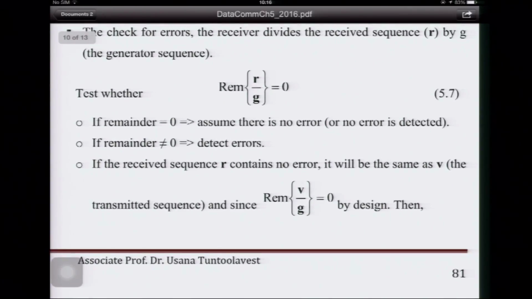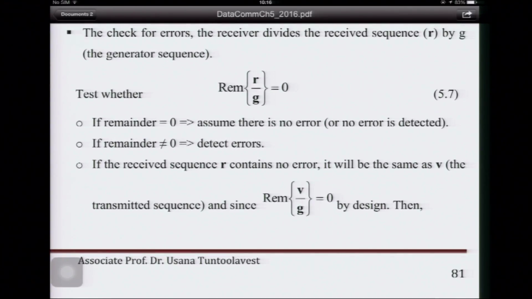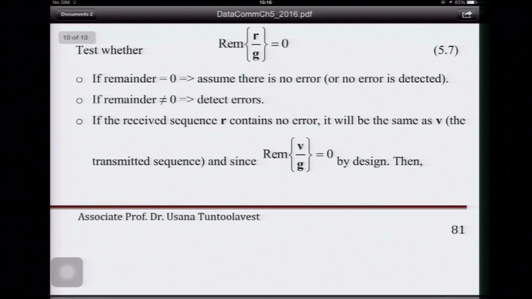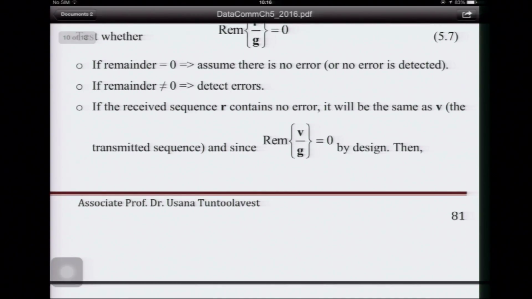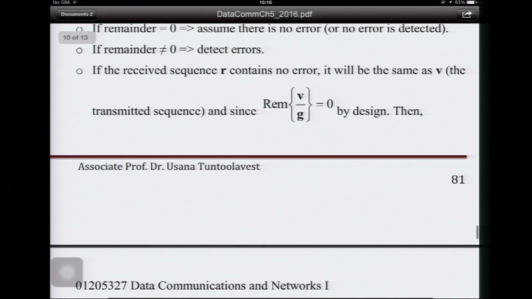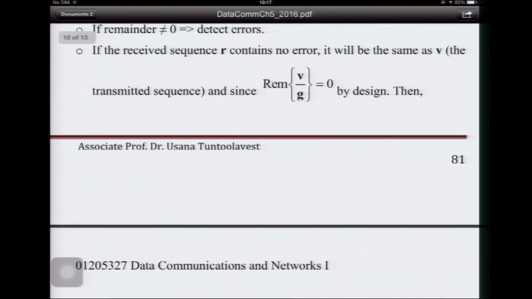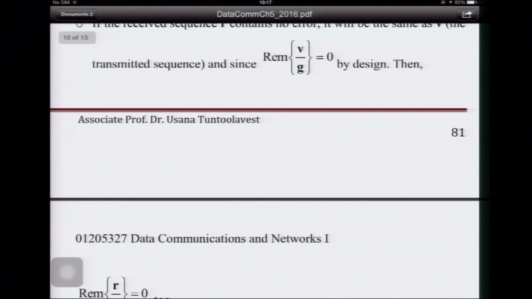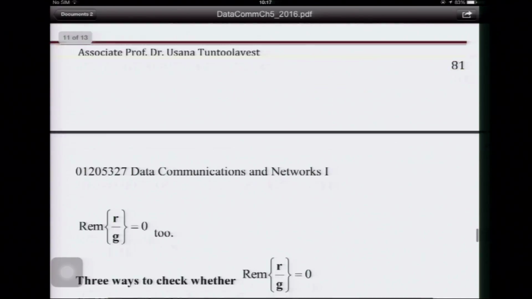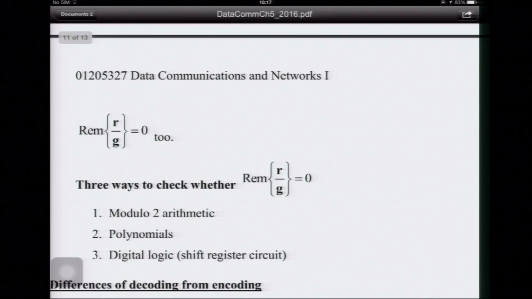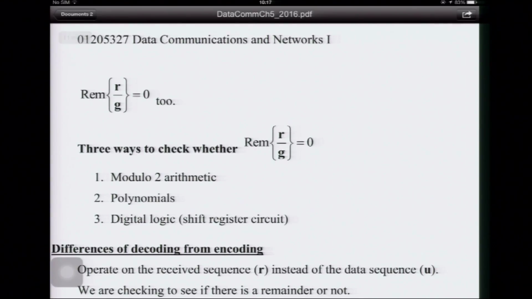However, if the remainder is not 0, then you must detect an error, because the received sequence is not a code word, okay, it's not in the set of code words. As I said before, if the received sequence contains no errors, it will be the same as the code word, okay? So the remainder of V over G is equal to 0 because V is divisible by G. Then the remainder of R over G, if R is a code word, has to be 0 too.